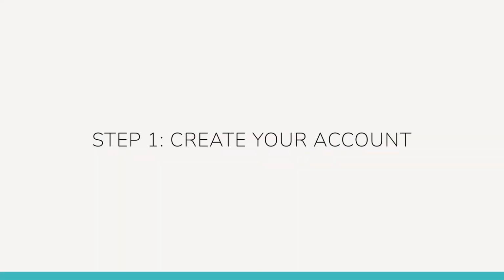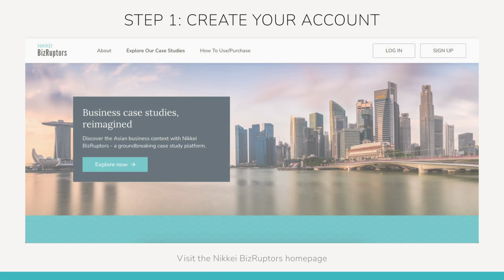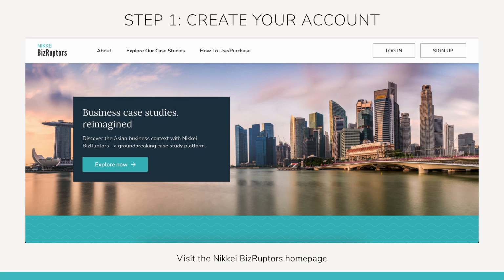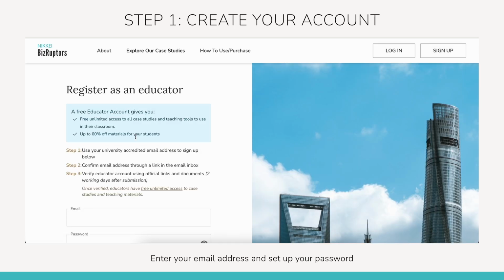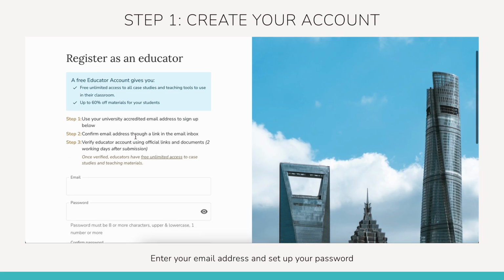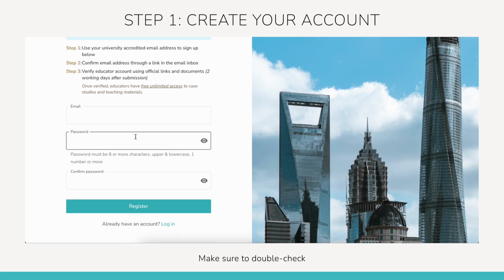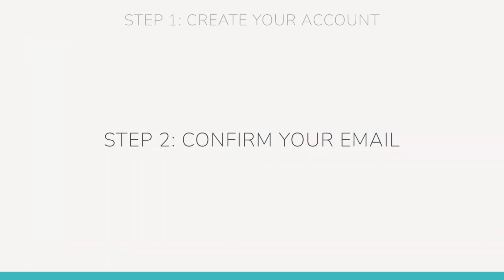Step 1. Create your account. Start by visiting our homepage. In the top right corner, click Sign Up. When asked to choose your role, select Educator. Enter your university email address and a secure password. This will be used to verify your teaching status, so be sure it's the correct one.